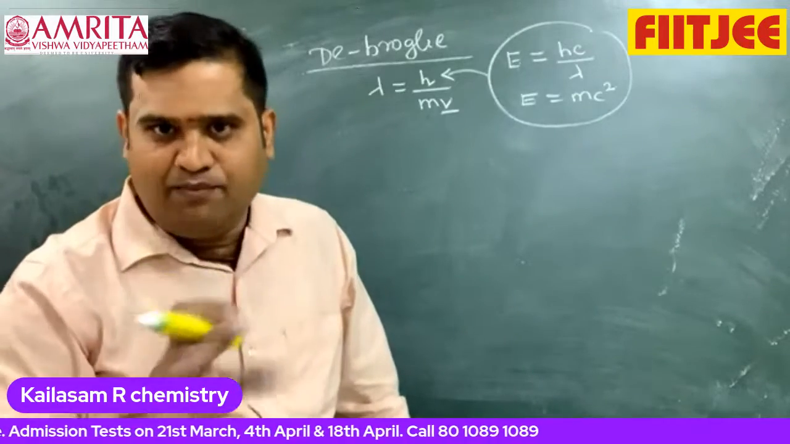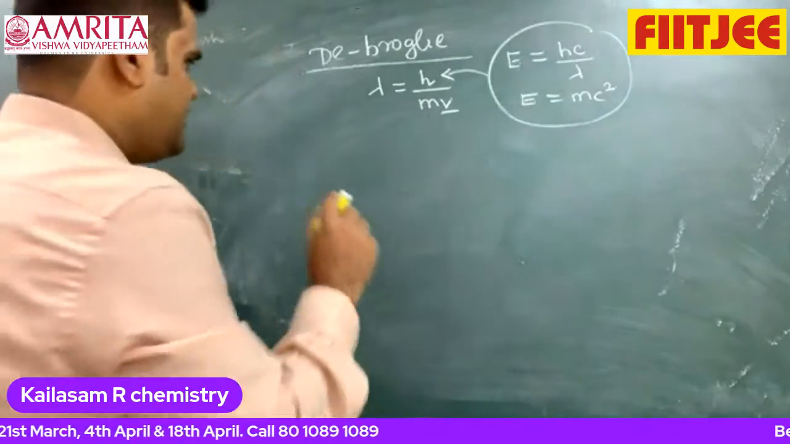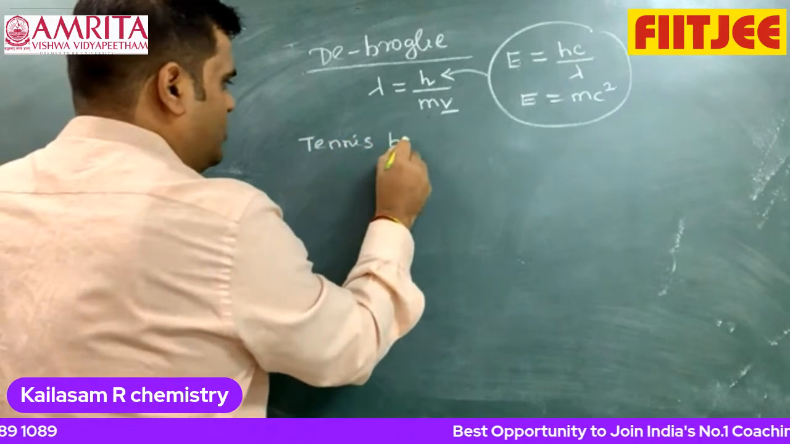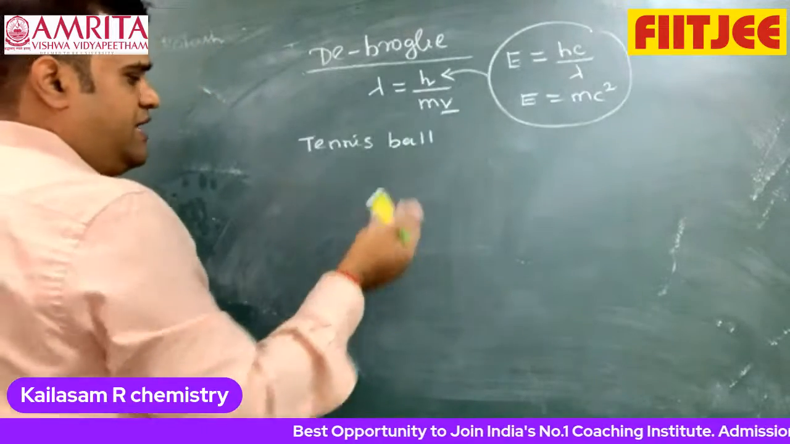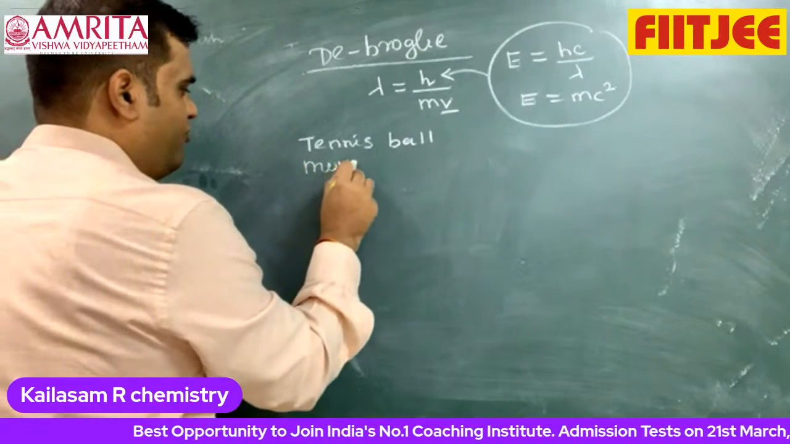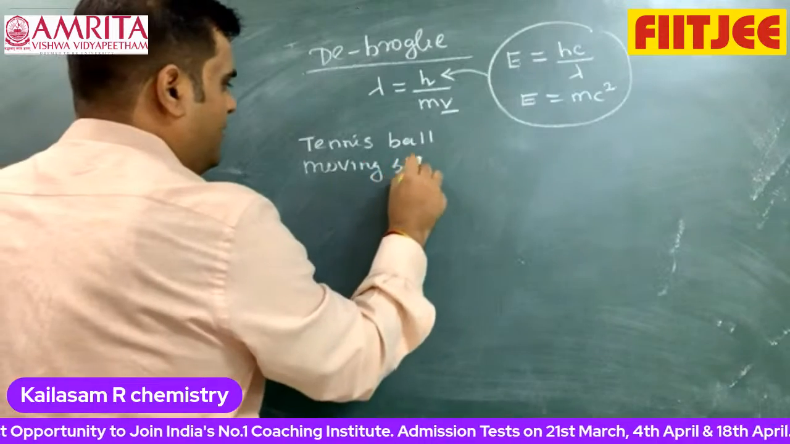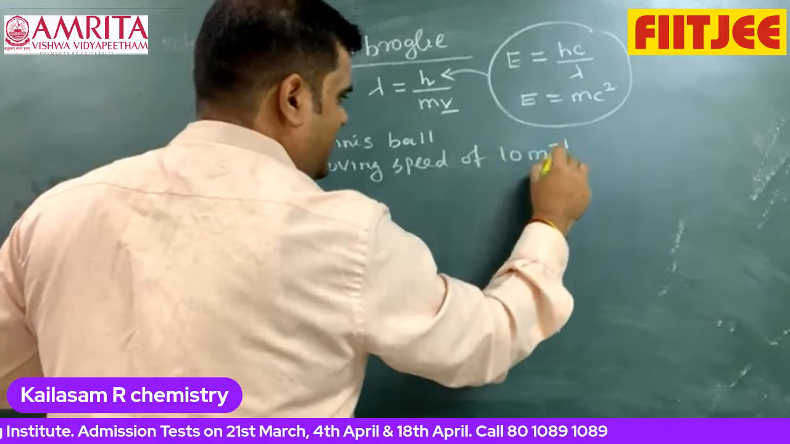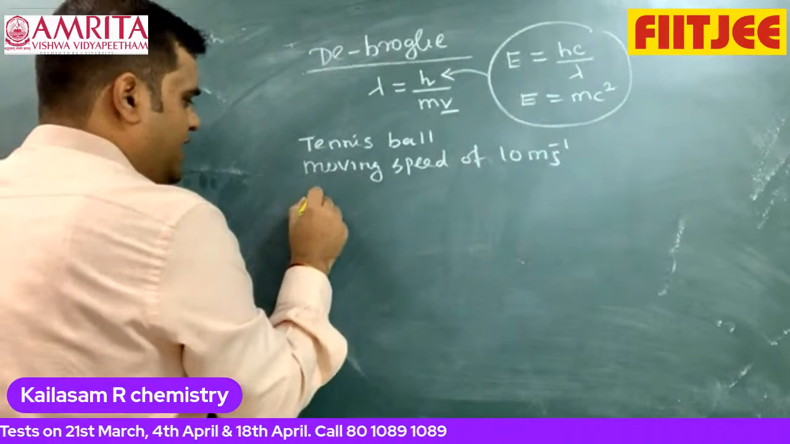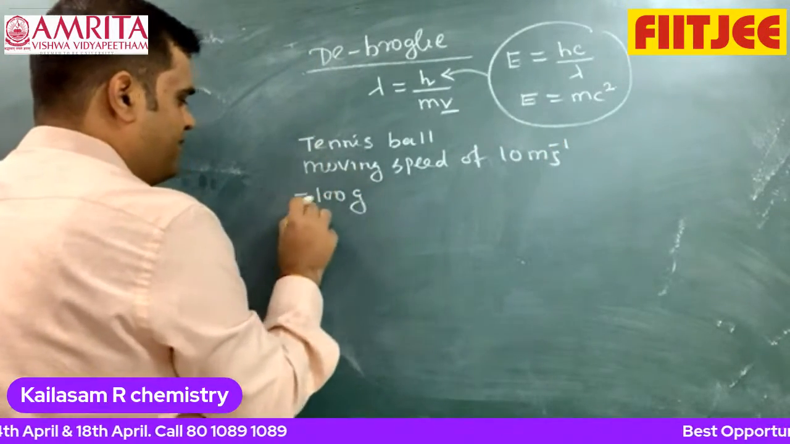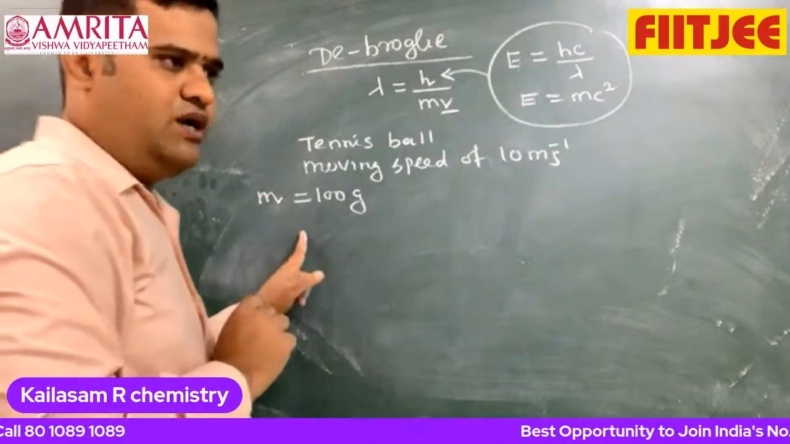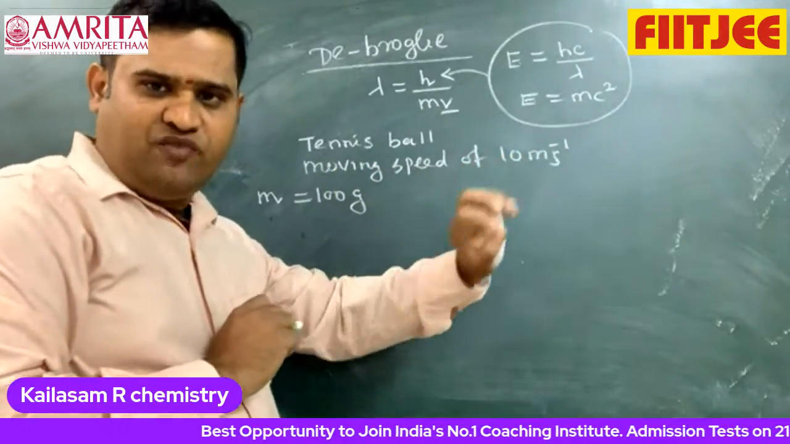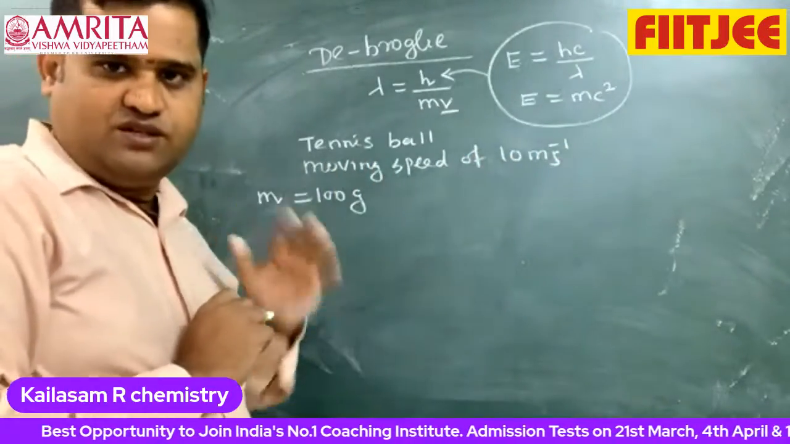That means if the lambda is measurable for any moving object, it behaves as a wave character. For example, I am taking one simple example. Look at this case 1. I am taking a tennis ball. Moving at a speed of, I can take 10 meter per second, and the mass of the ball, I can say 100 gram. So the mass of the tennis ball is 100 gram, moving at the speed of 10 meter per second. Find out the wavelength of this.